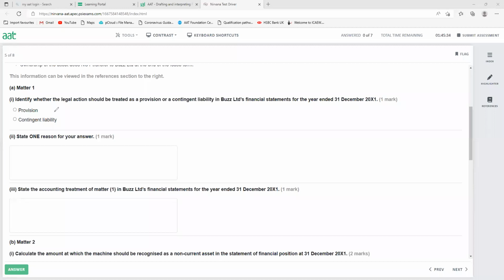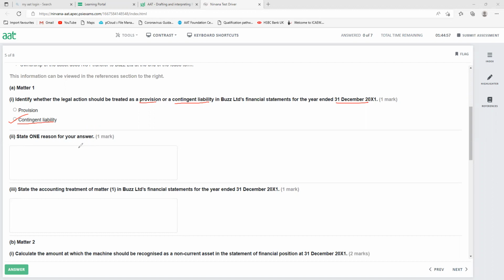But the first matter is to identify whether the legal action should be treated as a provision or a contingent liability at the end of the year. As you already know, it is less than 50% chances, so it is a possible matter. So you're going to say it is a contingent liability, and we need to show it in the note to the financial statement because it is not very much likely it will happen. State one reason for your answer. So why did you choose it as a contingent liability?